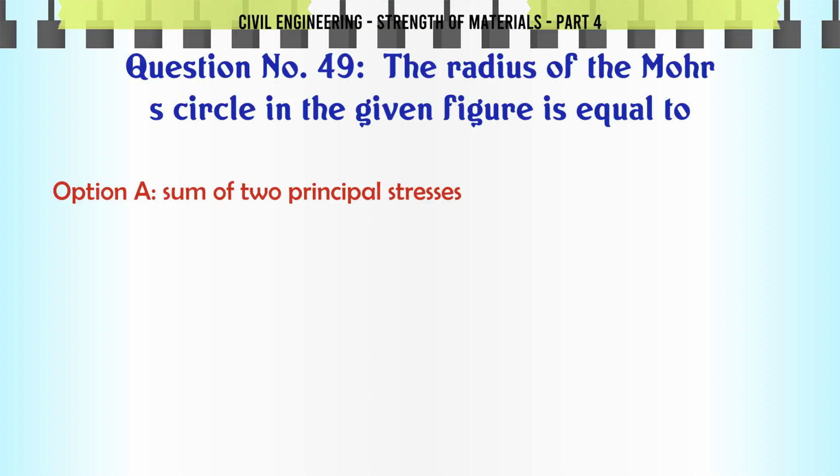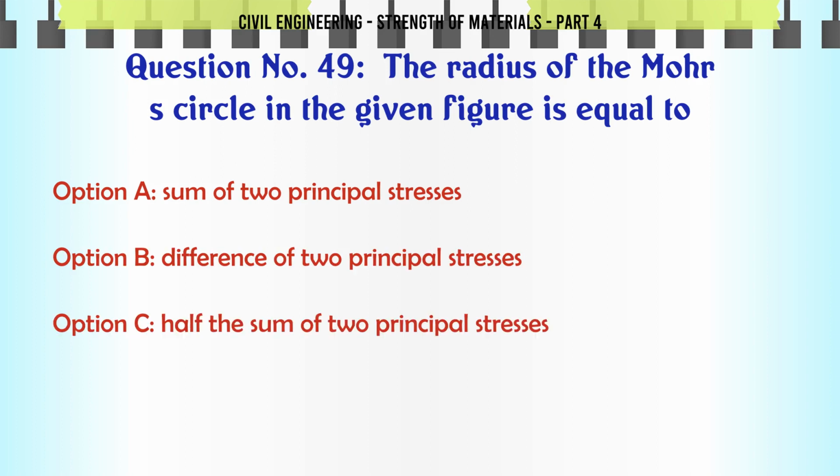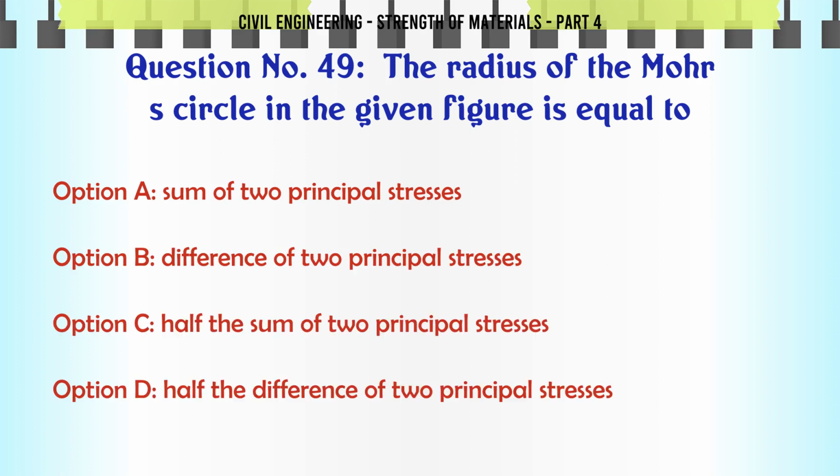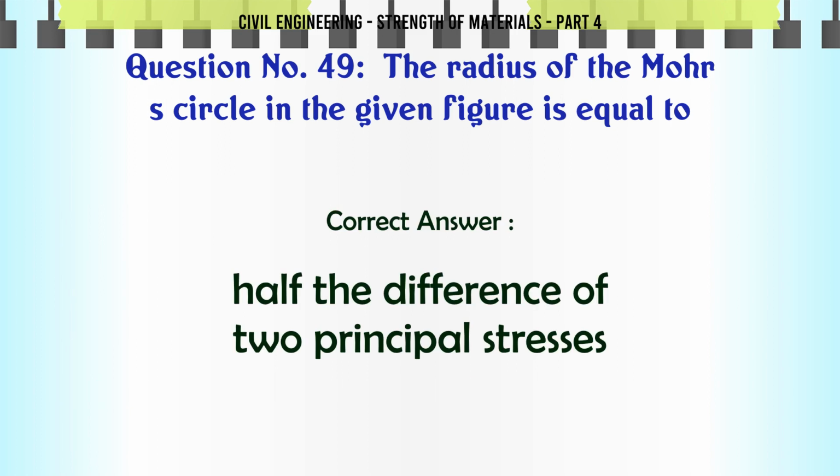The radius of the Mohr circle in the given figure is equal to A. Sum of two principal stresses. B. Difference of two principal stresses. C. Half the sum of two principal stresses. D. Half the difference of two principal stresses. The correct answer is half the difference of two principal stresses.